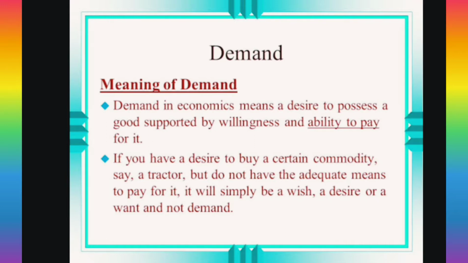Want, therefore, consists of the following three elements. They are desire for a commodity, means to buy, and readiness to spend. If you have a desire to buy a certain commodity, say a tractor, but do not have the adequate means to pay for it, it will simply be a wish, a desire, or a want, and not demand.